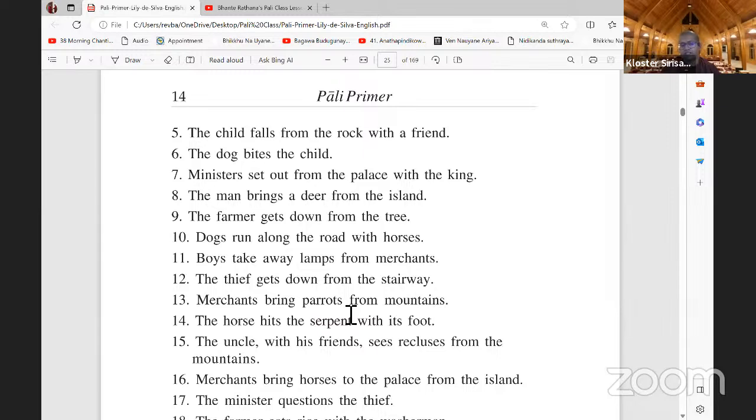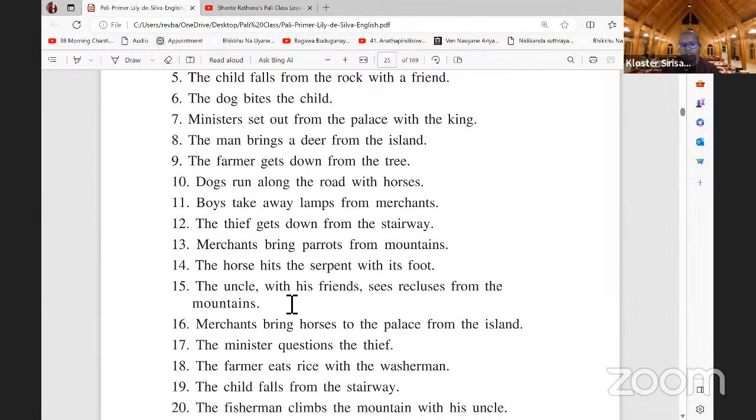Okay, number 14. The horse hits the serpent with its foot. Asso padena sappam paharati. Very good. Number 15. The uncle with his friends sees recluses from the mountain. Matulo mitehi pabbatamha samane passati.